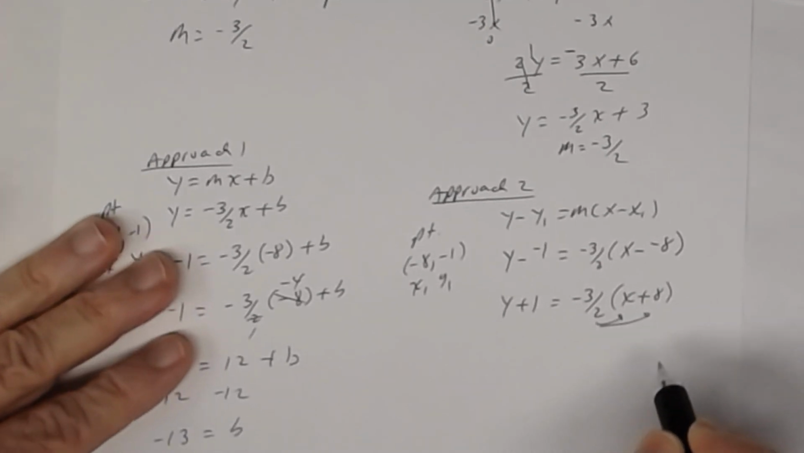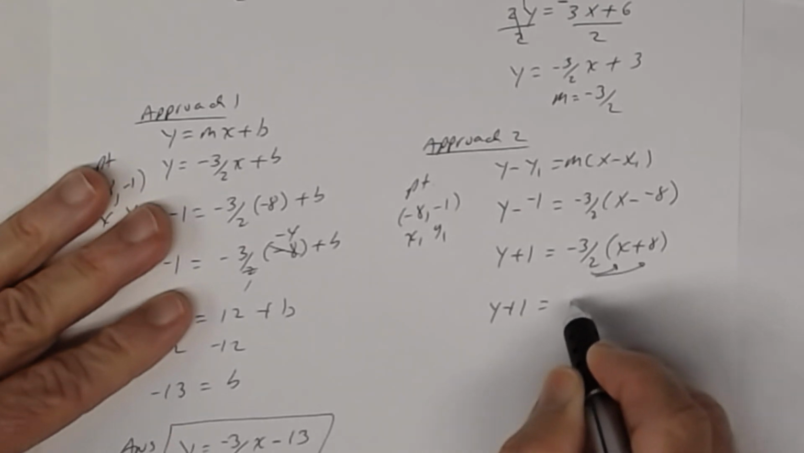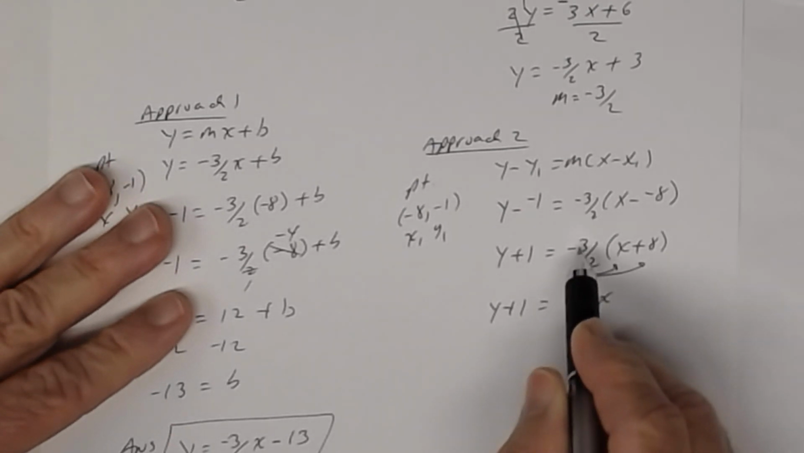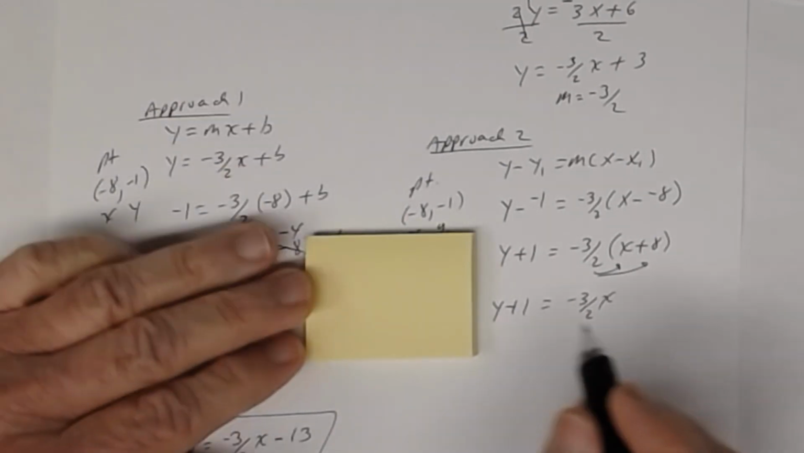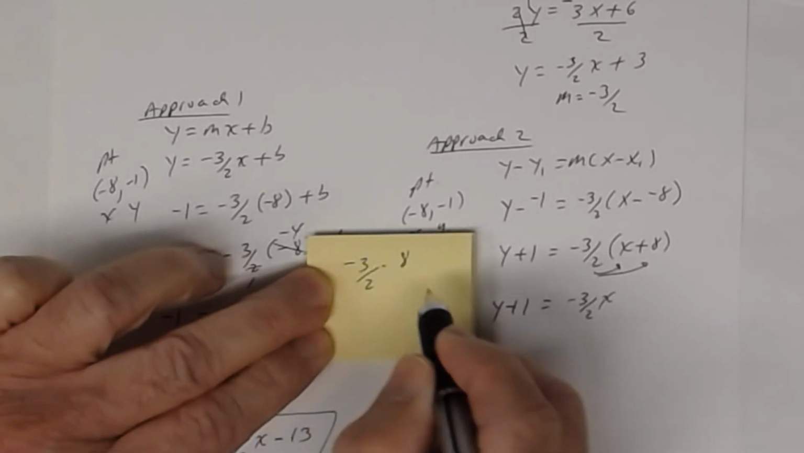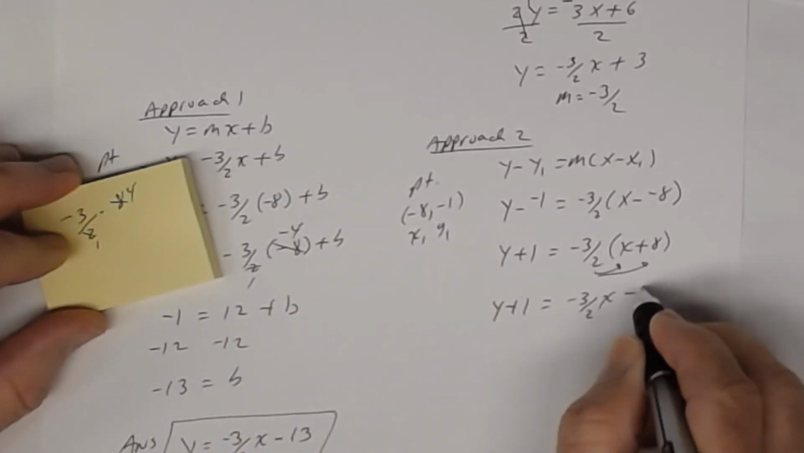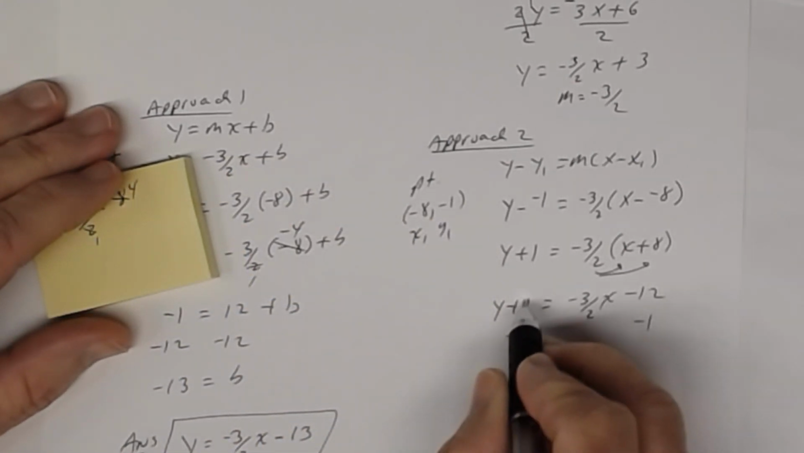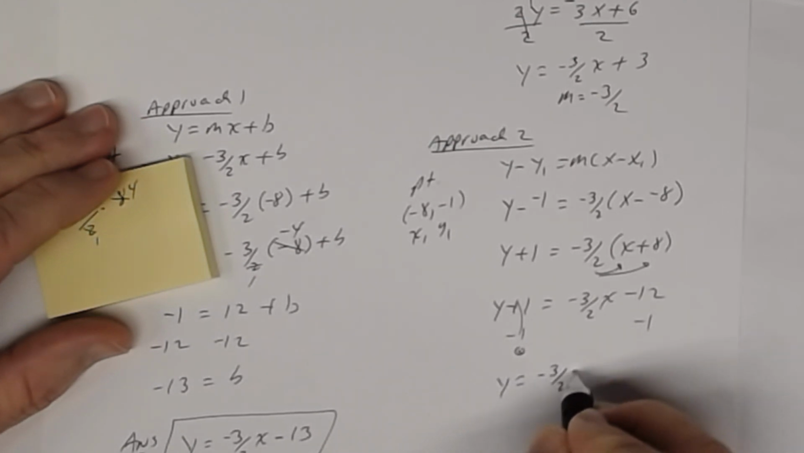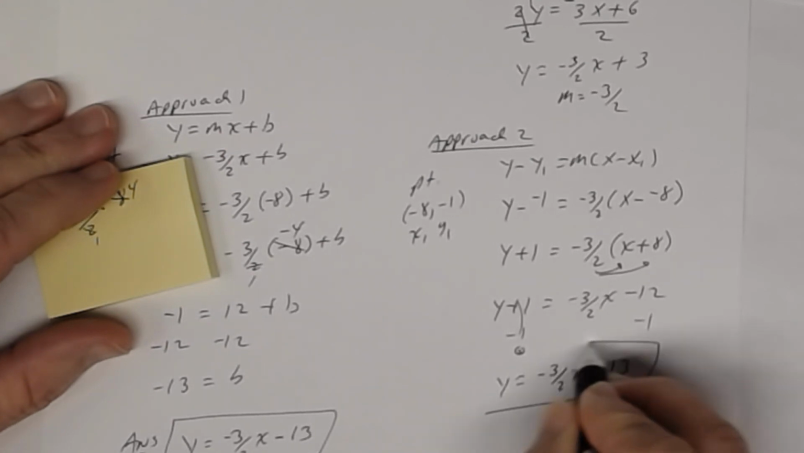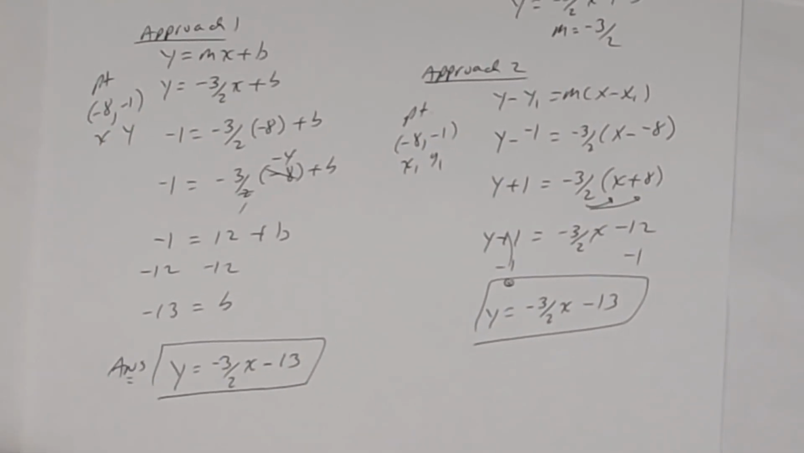And now distributing, I get y plus 1 equals negative 3 halves x. A negative 3 halves times 8, make sure you know how to deal with that, right? A negative 3 halves times 8, 2 to 2 is 1, 2 to 8 is 4, negative 3 times 4 is a negative 12. And then subtracting 1 from both sides, combining like terms, I get y equals negative 3 halves x minus 13. And notice those two are the same regardless of which approach you took. All right, so that's number 3.